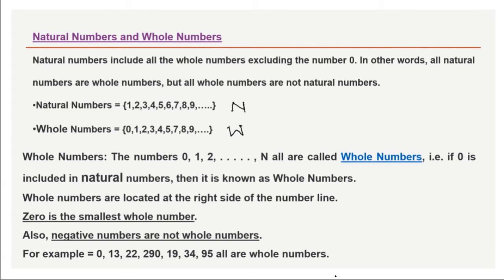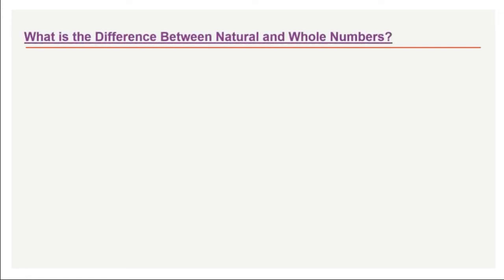Zero is the smallest whole number, and there's no negative numbers or fractions or decimals in the set of whole numbers. Let's understand the differences between natural and whole numbers. Look at this table.